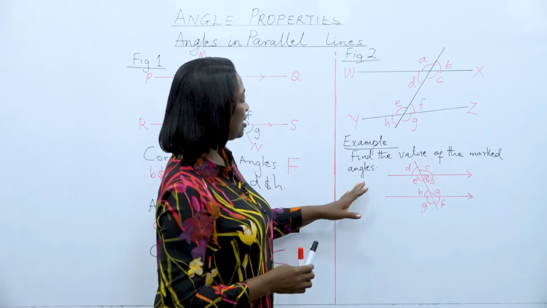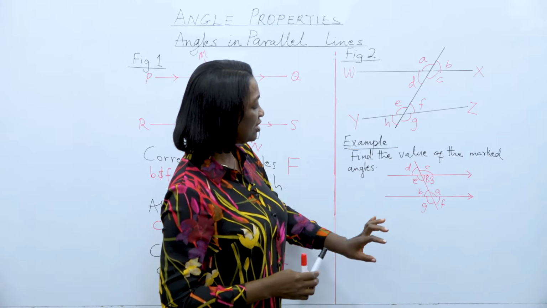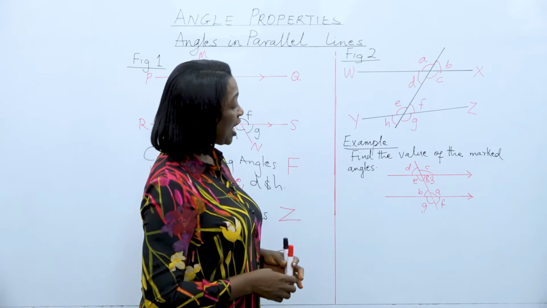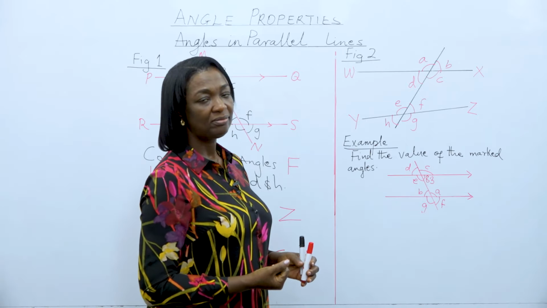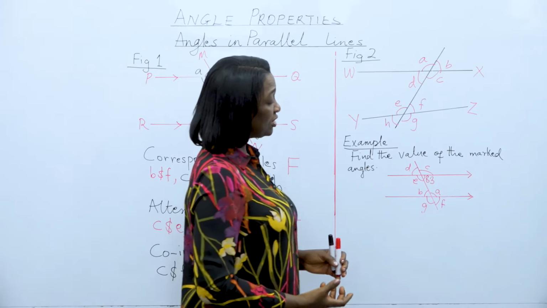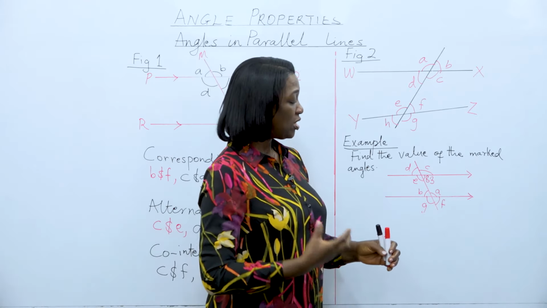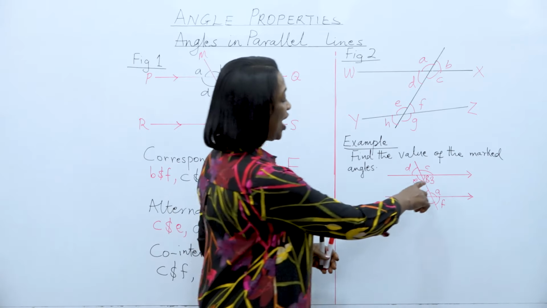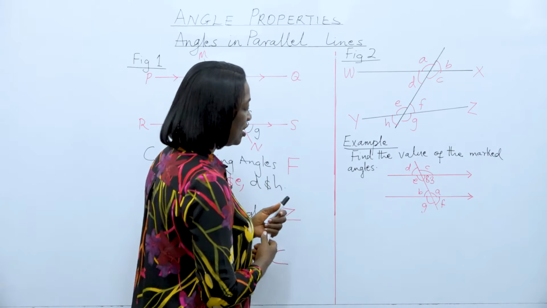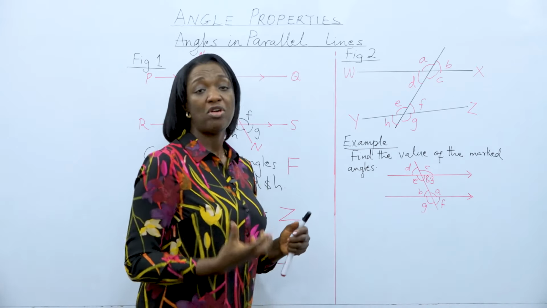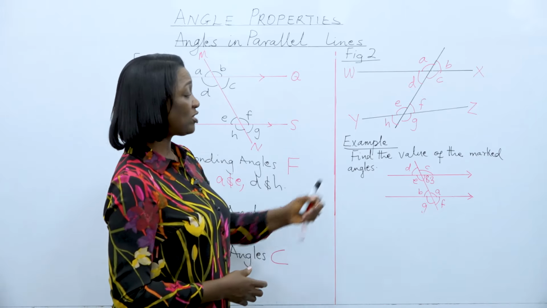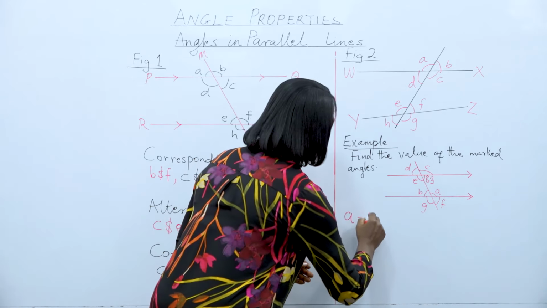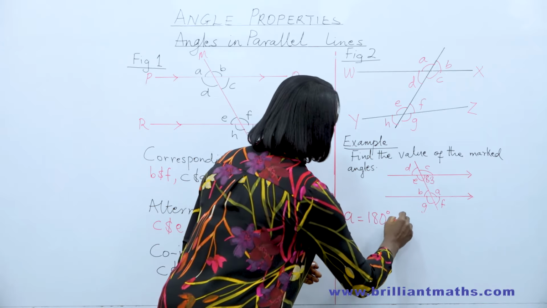Let's look at an example. Find the value of the marked angles. We have two parallel lines, and they are intersected by a transversal. Because they are parallel, the corresponding angles in that figure will be equal. The alternate angles will be equal. So let's look at how we can find all the marked angles. We only have 83 here, but we can work with that. 83 and A are co-interior angles, so they add up to 180 degrees. So we can actually find the value of A. Angle A is equal to 180 degrees minus 83 degrees.